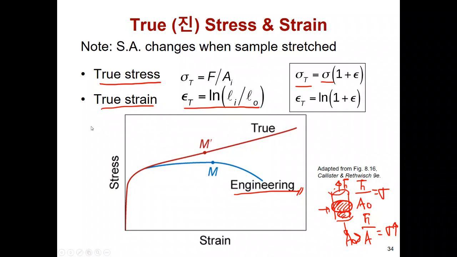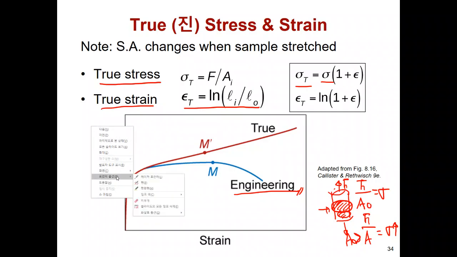To derive this relationship, I think we need some slides. Sorry, where is the slide? Oh, okay, here. So as I said, true stress is just the relationship between the applied force and the real cross-section area. From here, we should discuss volume change, or volume conservation.